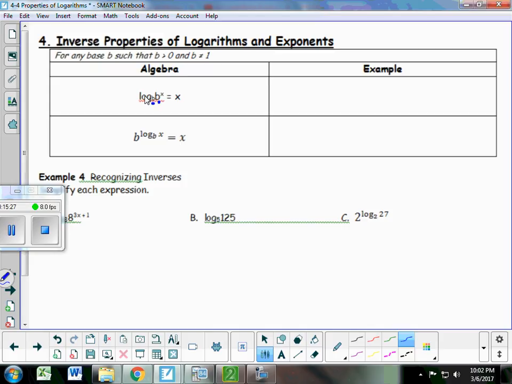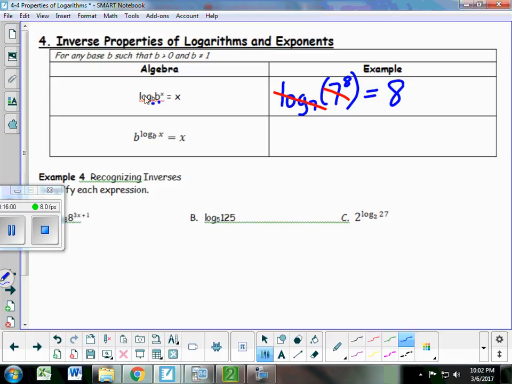So let's just look at an example. If we have log base 7 of 7 to the 8th power, since we see log base 7 and a base of 7, we can cancel those, and all we're left with is 8. I sometimes even like canceling these like this when I'm doing my work. But yeah, log base 7 and a base of 7 cancel.